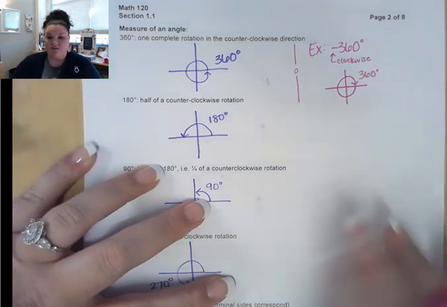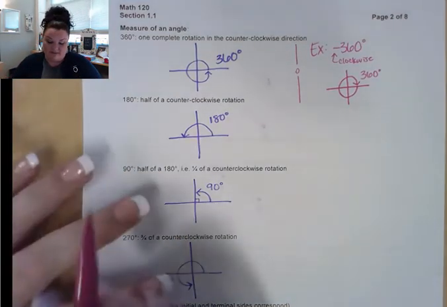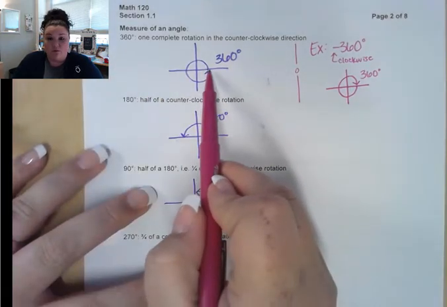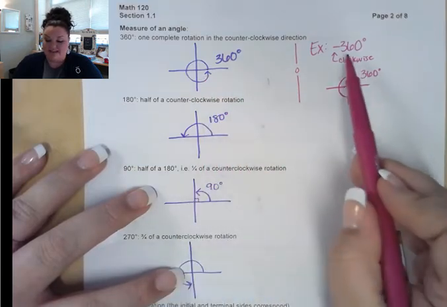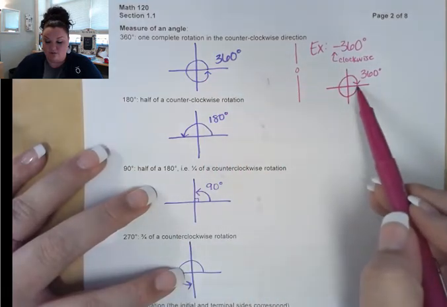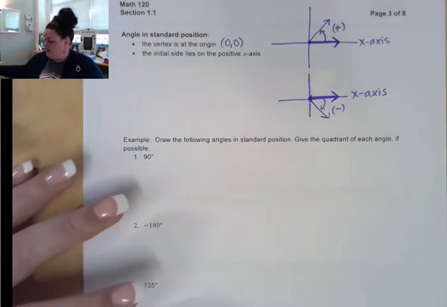Does that make sense? 360 degrees is still one full rotation, but if it's a positive 360, we rotate counterclockwise, sorry, I can't say it. And if it's a negative, that tells us that we're going to rotate clockwise, okay? All right, so let's look at this next page.